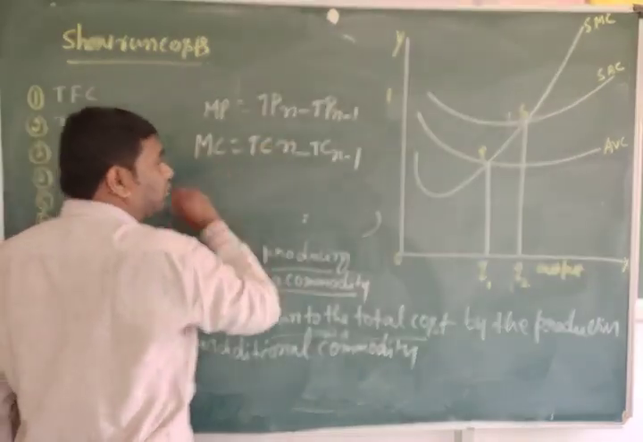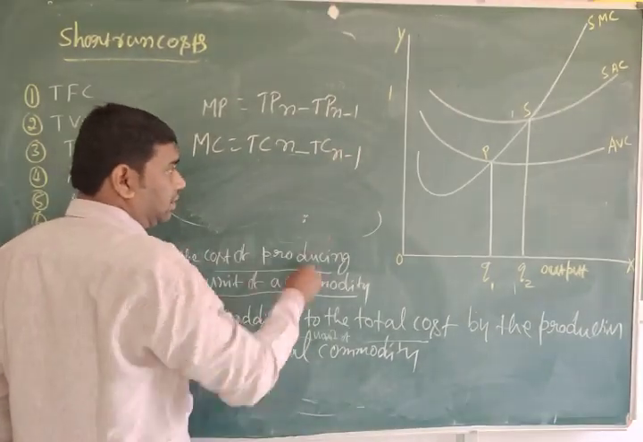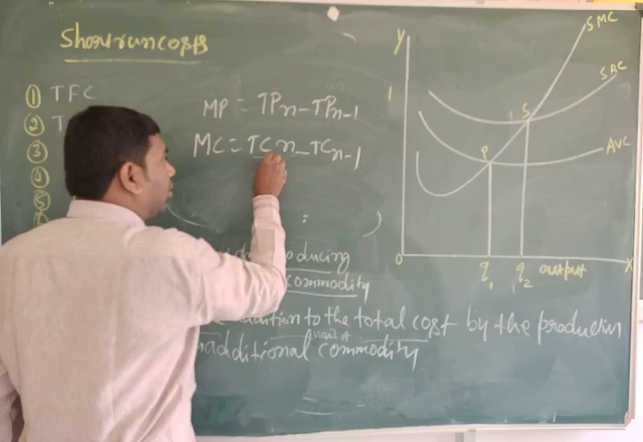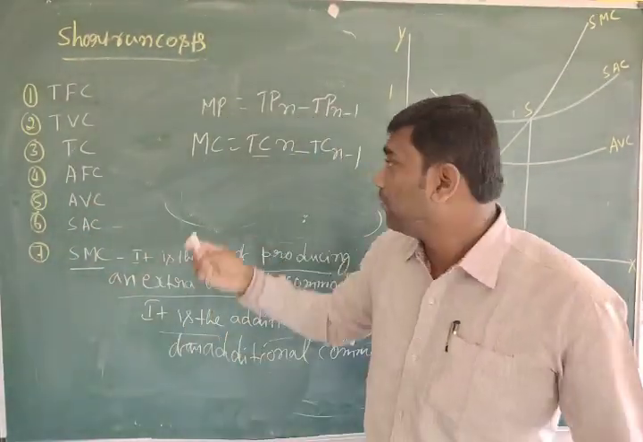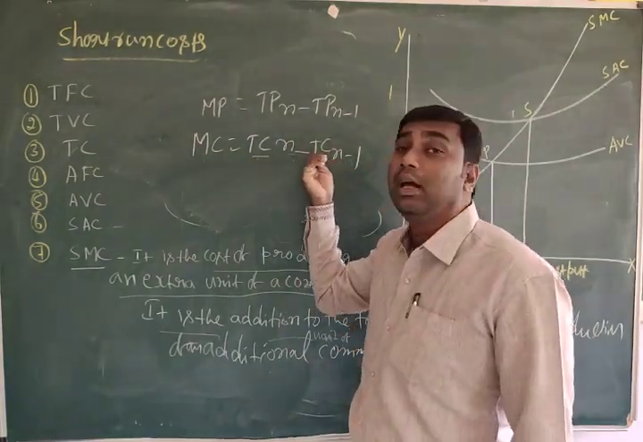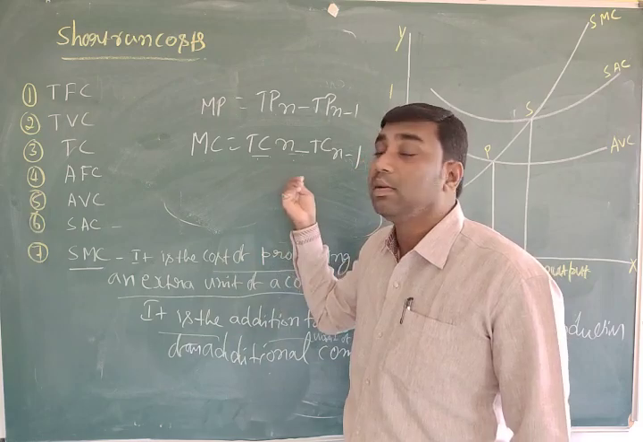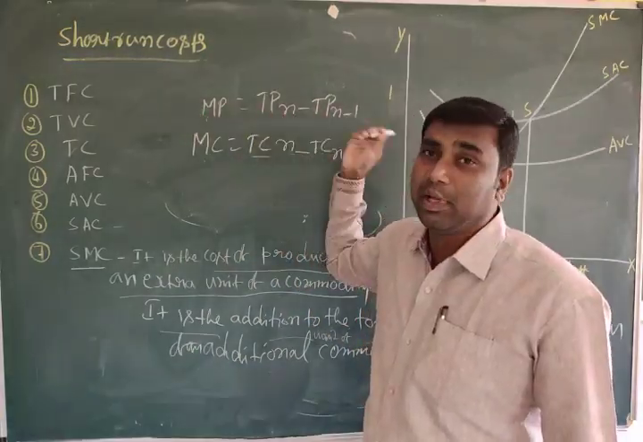Total cost in number of units: how much we are expensing for the number of units is total cost. From that we have to deduct the previous total cost. TC n minus TC n minus 1. To calculate the marginal product, it is TP n minus TP n minus 1.